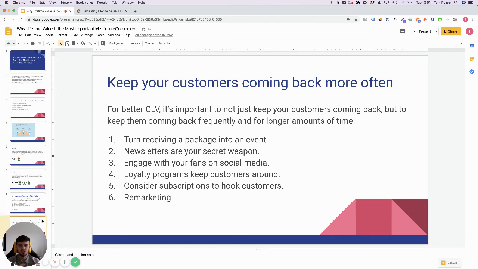Now that's pretty much why you need to be focusing on the lifetime value of a customer and trying to work out where your profitable customers are and how much they are worth to your business.